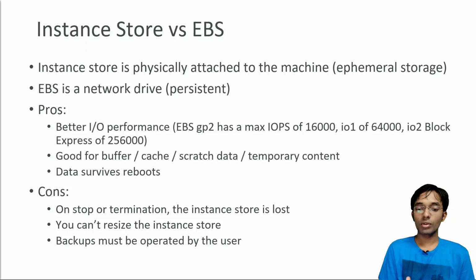If you reboot your EC2 instance, your data will survive. But if you happen to stop or terminate your EC2 instance, then all the data on the EC2 instance store is going to be lost, and that means you need to manage the data. You need to back up that data automatically, to make sure that if you want to keep it, you have a mechanism to do so. And because it is an EC2 instance store and physical storage, you also cannot resize it, whereas the EBS volume, of course, you can resize.